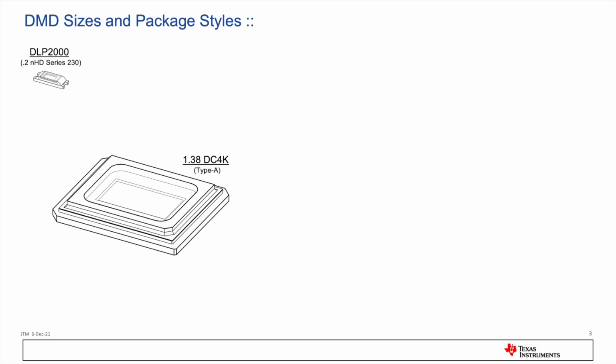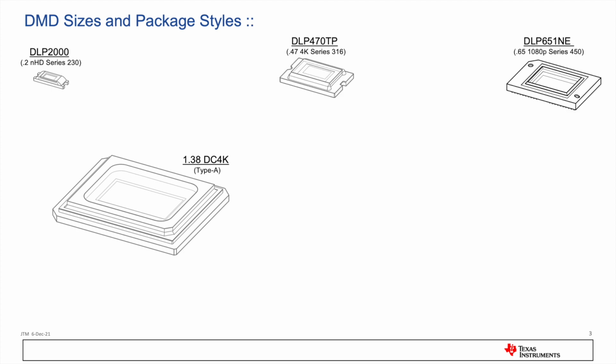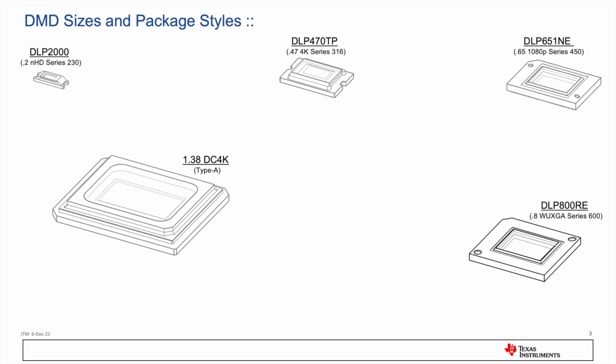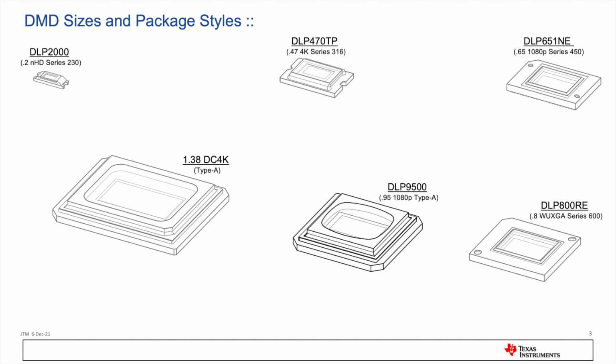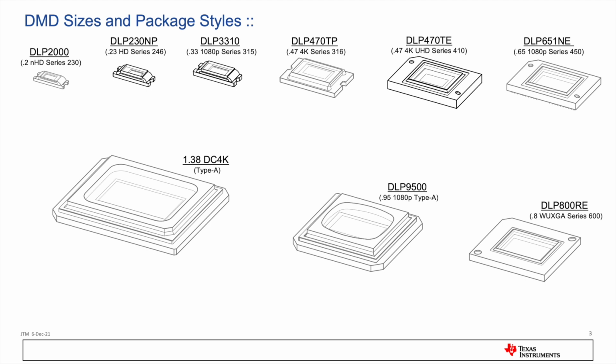DMDs are available in a wide variety of array sizes, resolutions, and performance characteristics. DMD packages range in sizes to accommodate a 0.2 nHD to a 1.38-inch 4K UHD DMD. DMD sizes and resolutions include a 0.47 4K, 0.65 1080p, 0.8 wide UXGA, 0.95 1080p, and many other sizes and resolutions. The many package styles utilize three types of electrical interconnects.